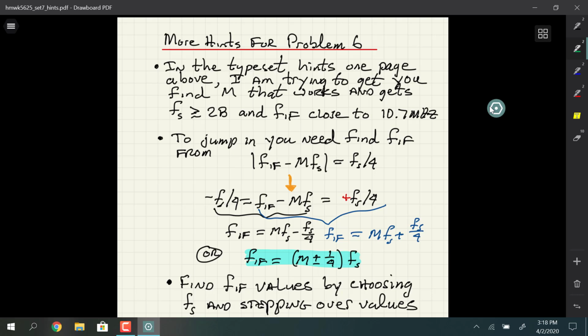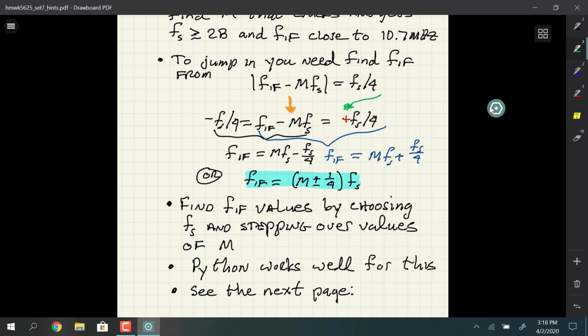And when you unwrap an absolute value sign, in order to drop the absolute value signs, you have to write it as two equalities, one with the minus sign, one with the plus sign. When I first wrote this out, for whatever reason, a stray mark was there indicating it was a minus sign. I never intended to do that, but at any rate, one's plus and the other's minus. And when you put that together, you get this equation right here, which has a plus and minus in it. So it says our FIF value is going to be at M plus and minus 1/4, that quantity times FS. And that's how you go about working this problem.